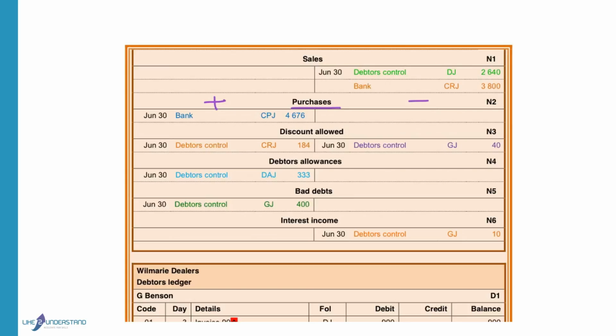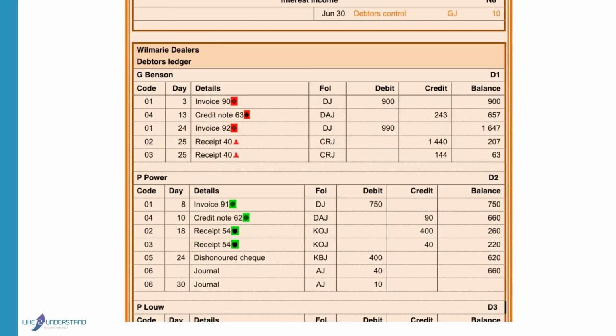Sales is reduced with debtors allowances. Therefore, debtors allowances will always be on the debit side to reduce the sales amount that was on the credit side. In the debtors ledger, we will open an account for every debtor, and all the individual entries with that debtor will be recorded in his personal account.